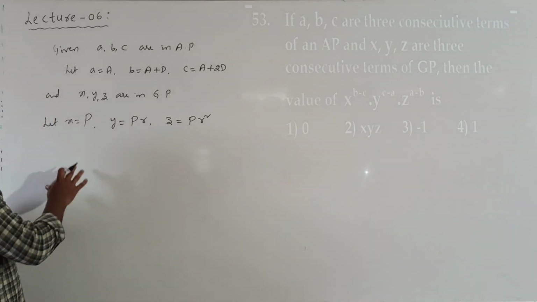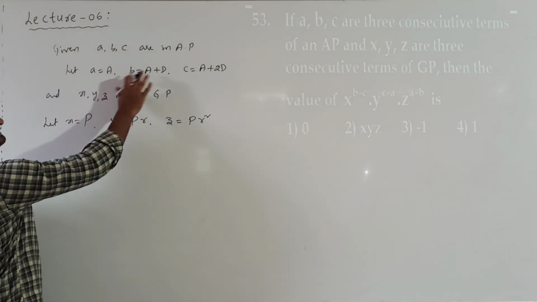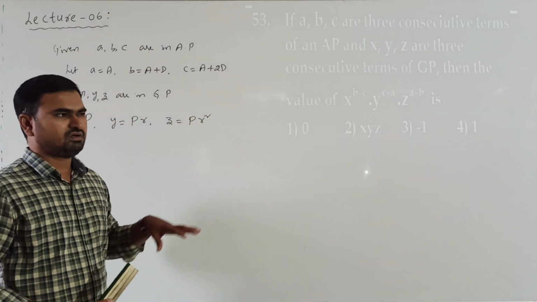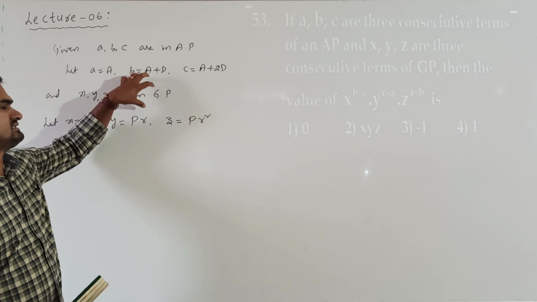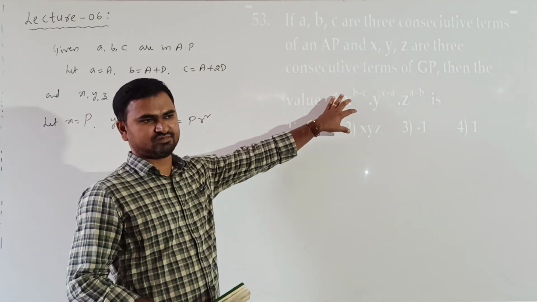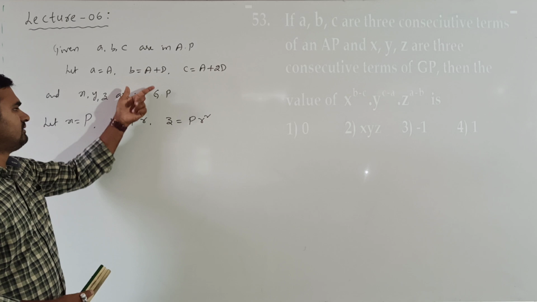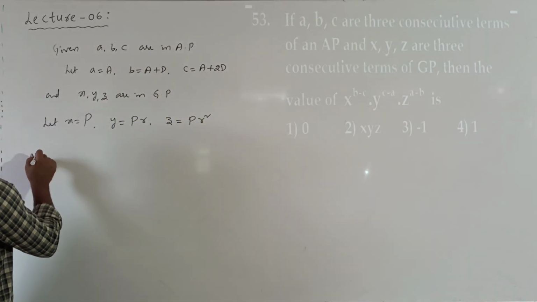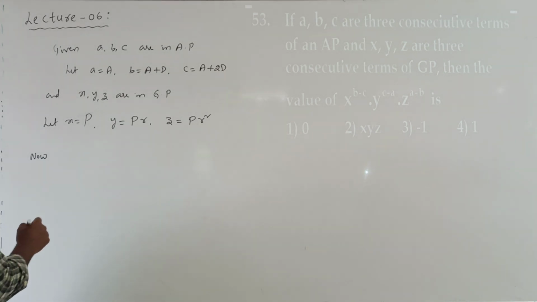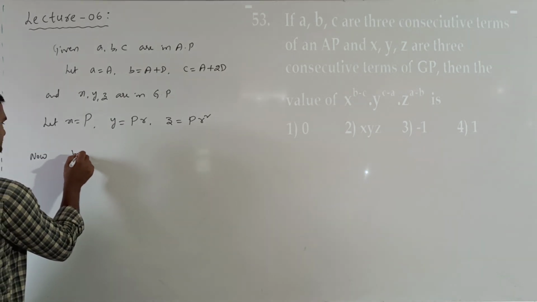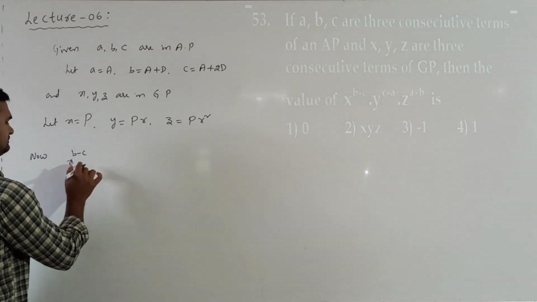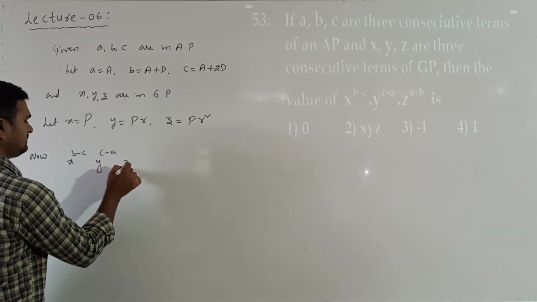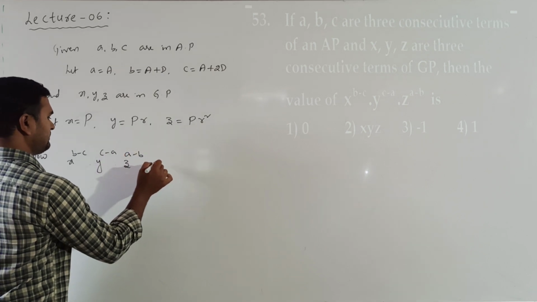Okay. So just we are writing all these a, b, c, x, y, z. We are given 6 variables. Solving directly using the 6 variables will be complex. That's why we are converting in terms of standard form. Now we can solve it easily. Now what we require? x power b minus c into y power c minus a into z power a minus b value.